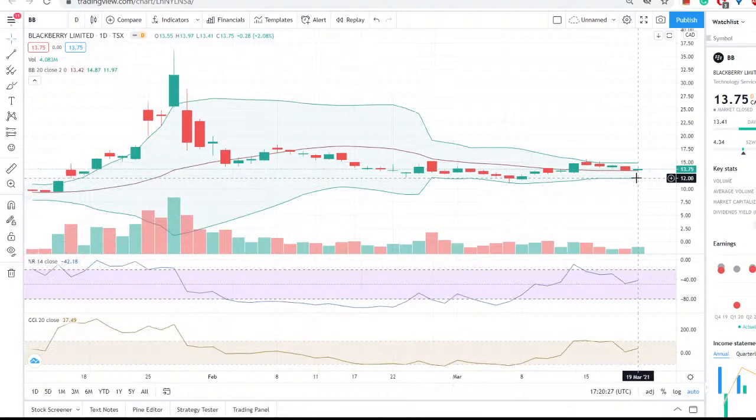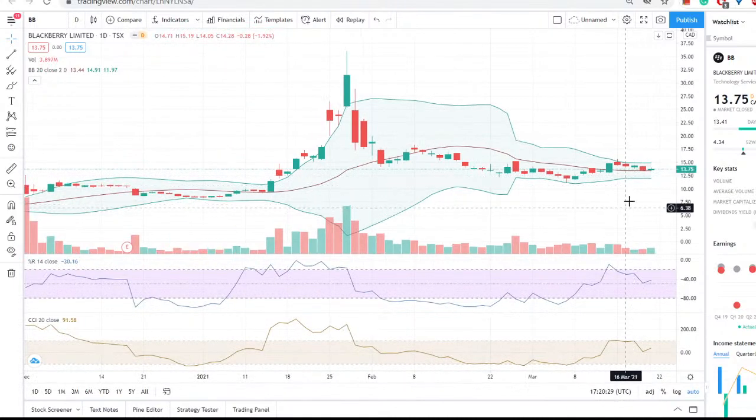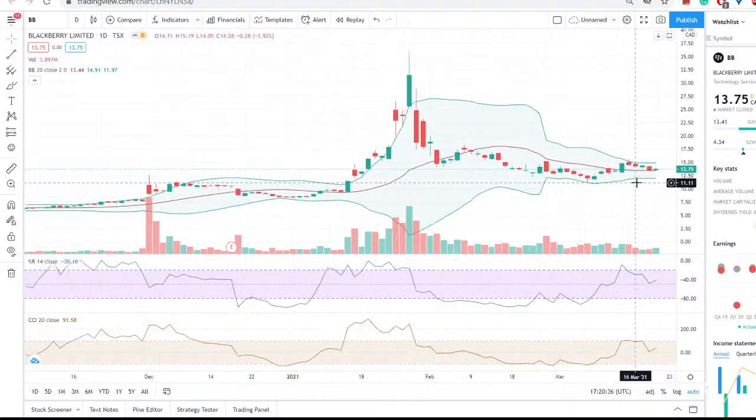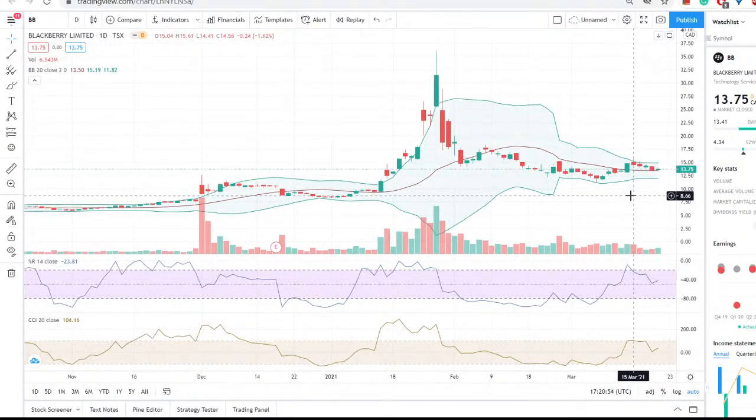That could be support 1, and 10.75 or 11 could be support 2, and 8.5 could be support 3.